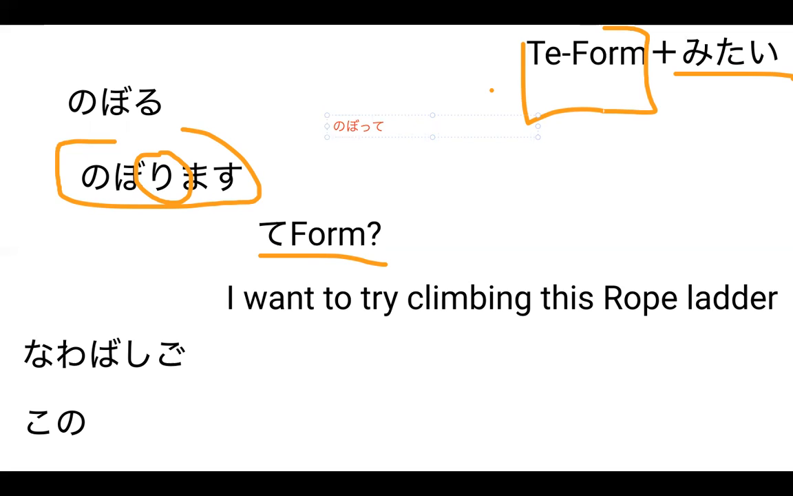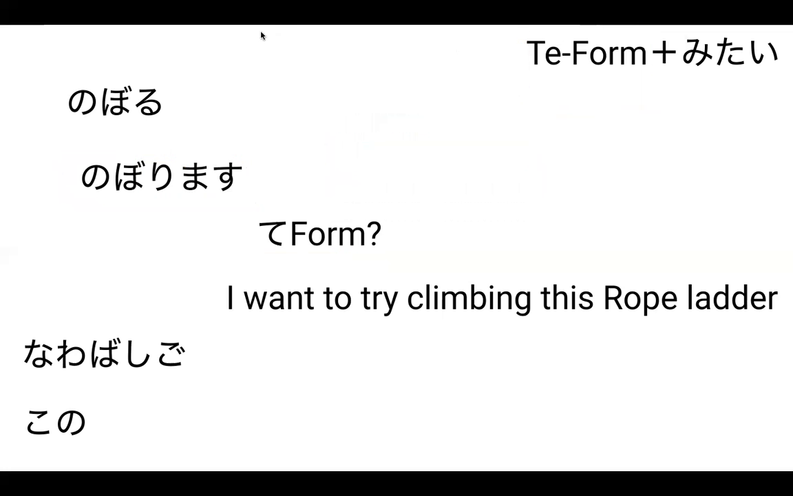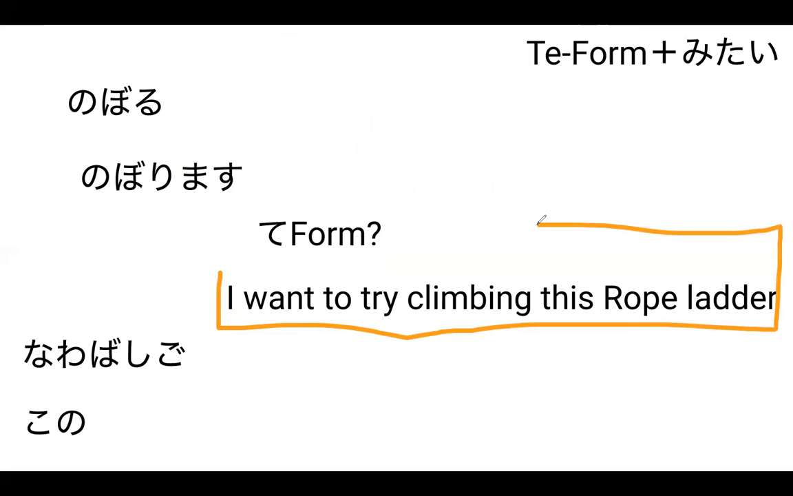For example, right here, we're supposed to get nobotte mitai. What do you think the nobotte mitai means? To watch climbing. Good idea. So, miru can mean to watch something. However, mitai is a special phrase that kind of comes from, metaphorically, seeing something, wanting to see something. And it means to try. So nobotte mitai means I want to try climbing something. So knowing that, how would you say in Japanese, I want to try climbing this rope ladder? And now is rope ladder, in case you forgot.